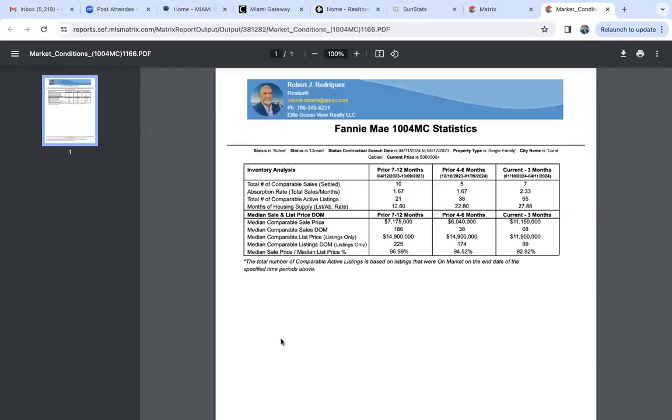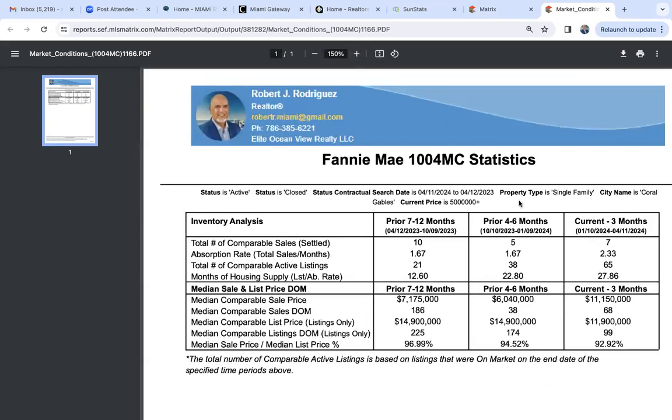All right, so in this market, you're looking at 27 months of inventory, almost 28. Inventory has gone from 21 active listings to 38 to now 65 active listings. Sales volume, you had 5 sales in the last quarter of 23, and now we have 7 sales in the first quarter of 24. That's 2.3 sales per month. You divide 7 by 3 and you get 2.3.